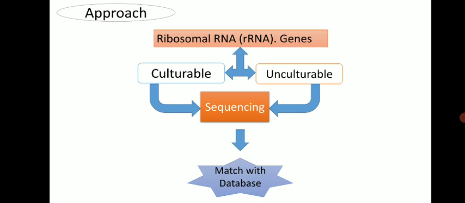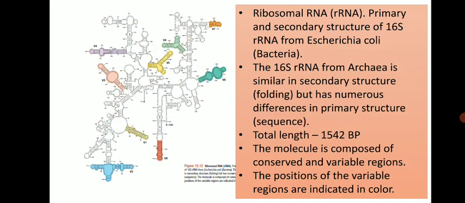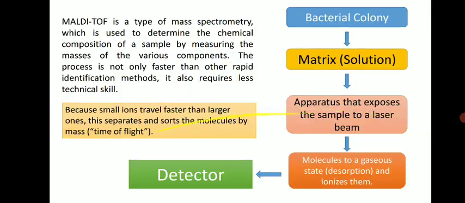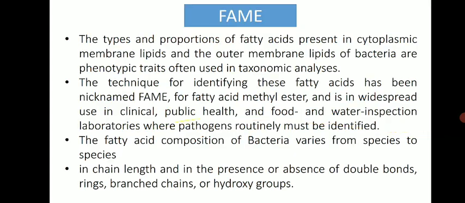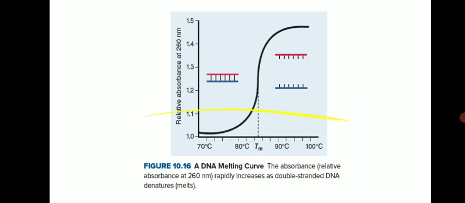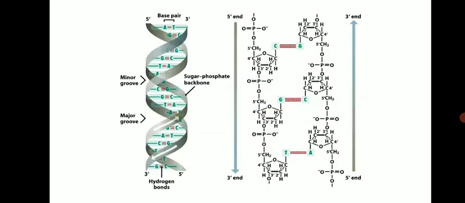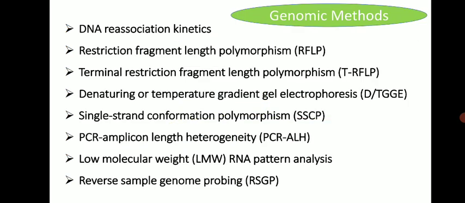Under the topic of the polyphasic approach used for taxonomic studies, you have to study all these techniques. The techniques mentioned that are based on DNA include those I showed you in the first slide. The remaining techniques, that is RFLP, TRFLP, DGGE, all these techniques we will discuss in metagenomics, because they are also applied for uncultivable bacteria. So we will discuss them in detail.